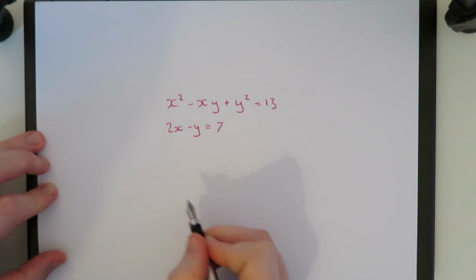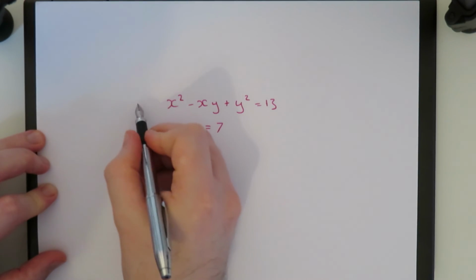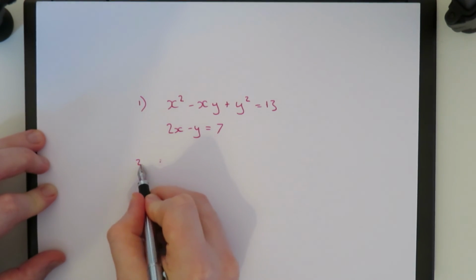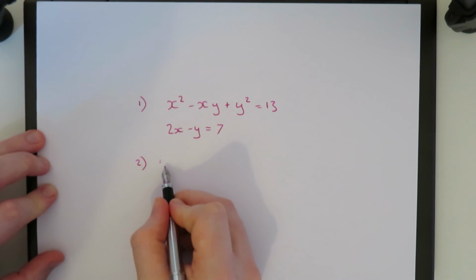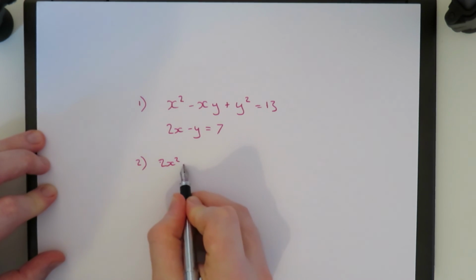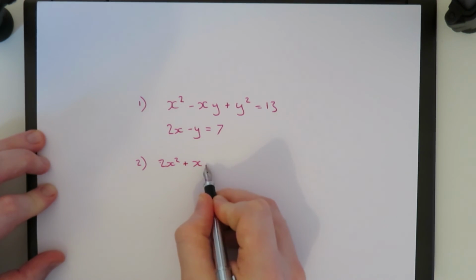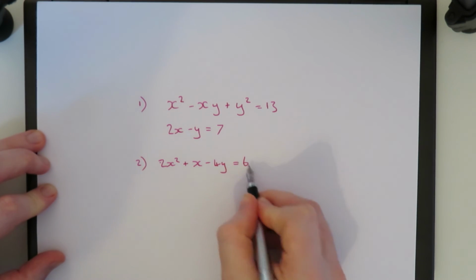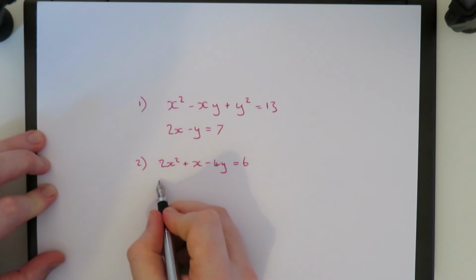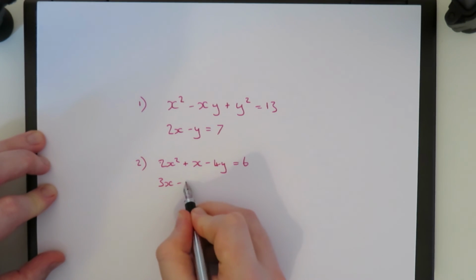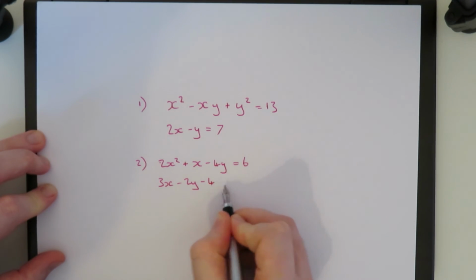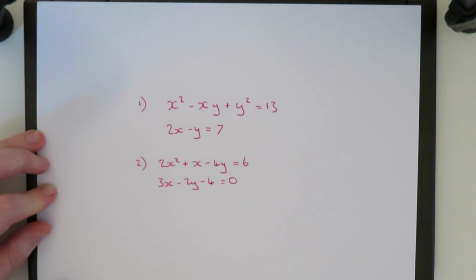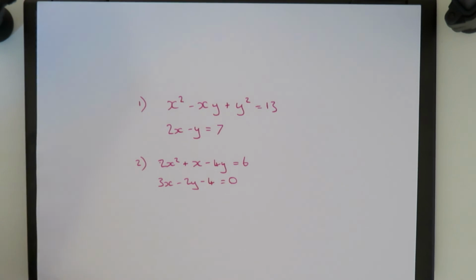And I might as well give you another example as well, so try that one. As for another question, try 2x squared plus x minus 4y equals 6, and 3x minus 2y minus 4 equals 0. Have a go at both of those. I will put the answers to those in the video description of this video.